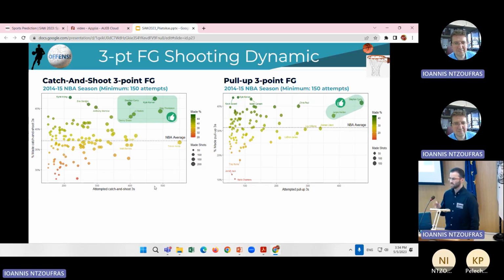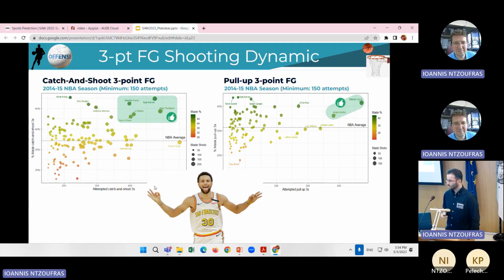In general, catch and shoot is considered a much easier shot than the pull-up. Nevertheless, we see that Steph Curry knocked them down at nearly the same rate. No wonder he became the NBA's all-time leader in three-pointers.